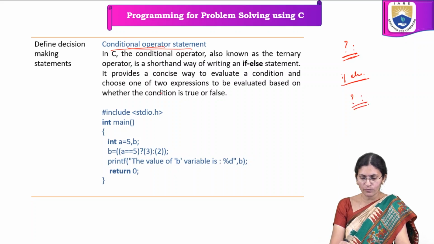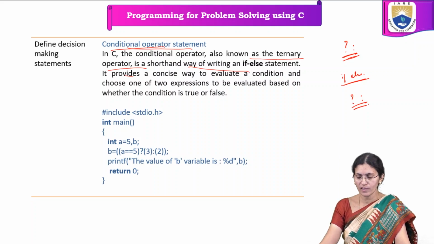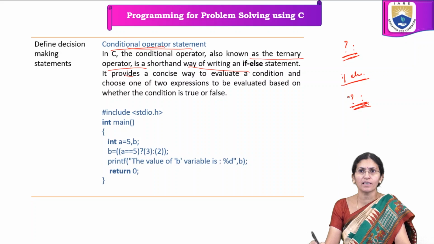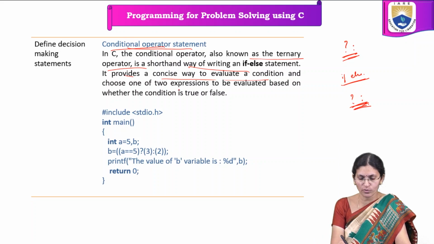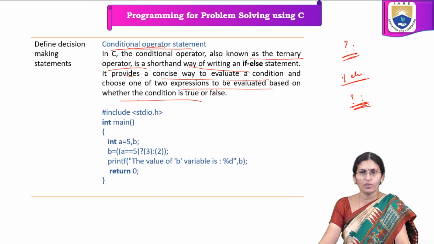Let us see with the help of a program. In C, the conditional operator is also known as the ternary operator. It is the shorthand way of writing an if-else statement. The same program which you can implement by using if-else can be replaced with this conditional operator and implemented in a single line. It provides a concise way to evaluate a condition and choose one of the two expressions to be evaluated based on whether the condition is true or false.